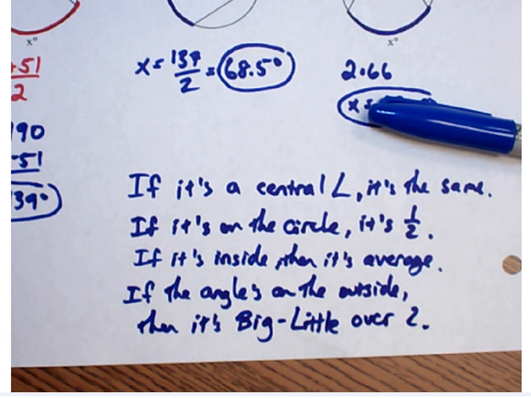If it's a central angle, it's the same. If it's on the circle, it's 1/2. If it's inside, then it's average. If the angle's on the outside, then it's big minus little over 2.